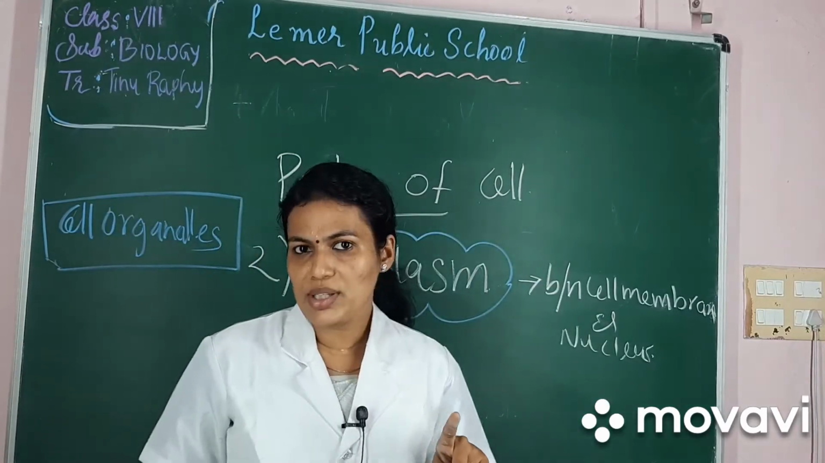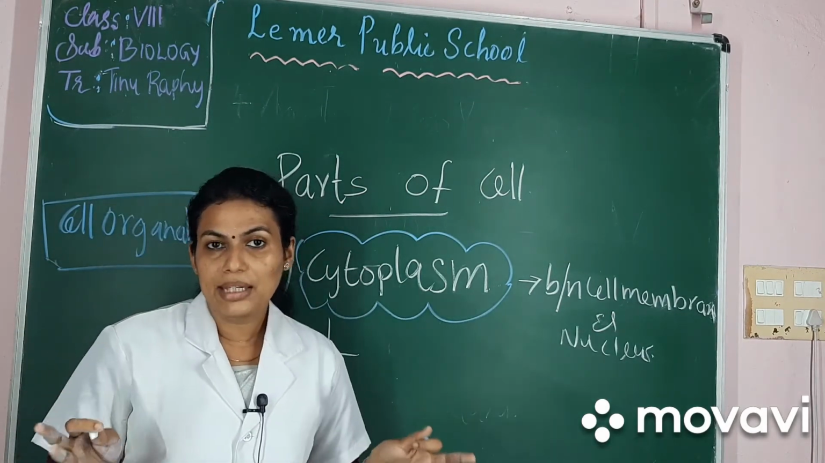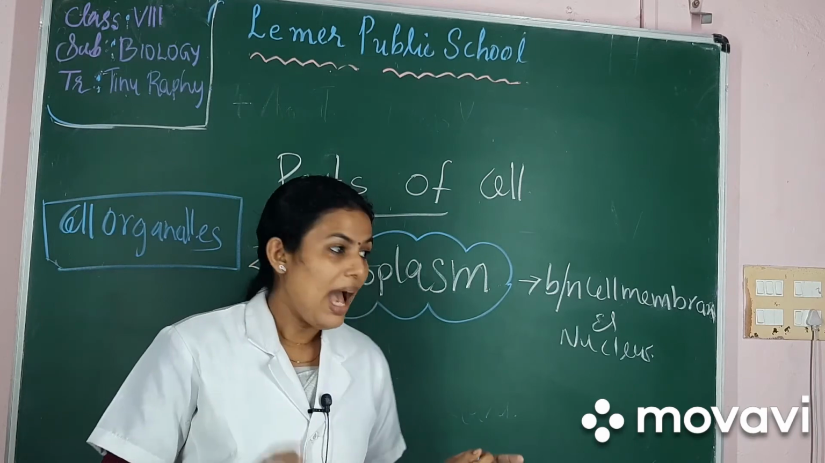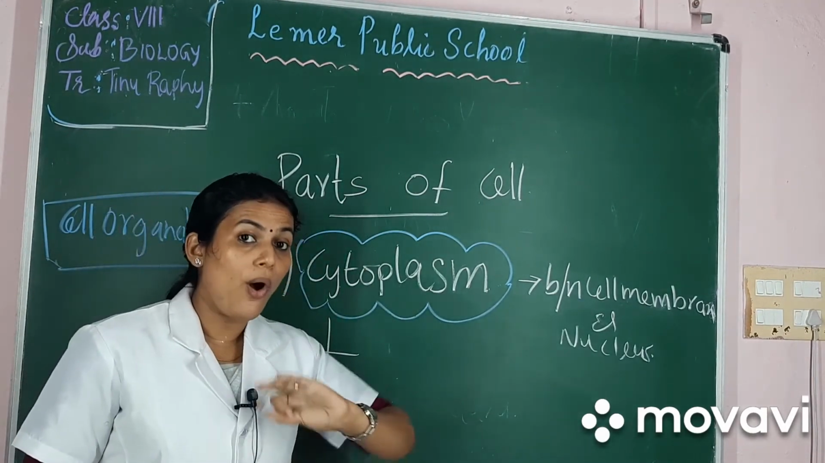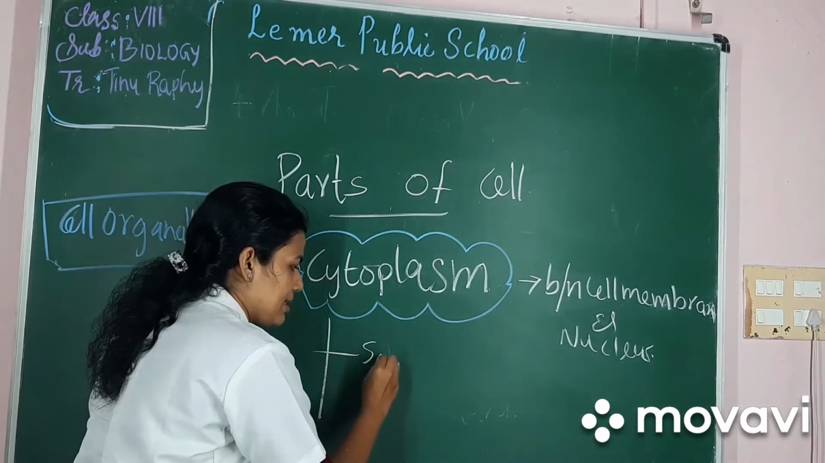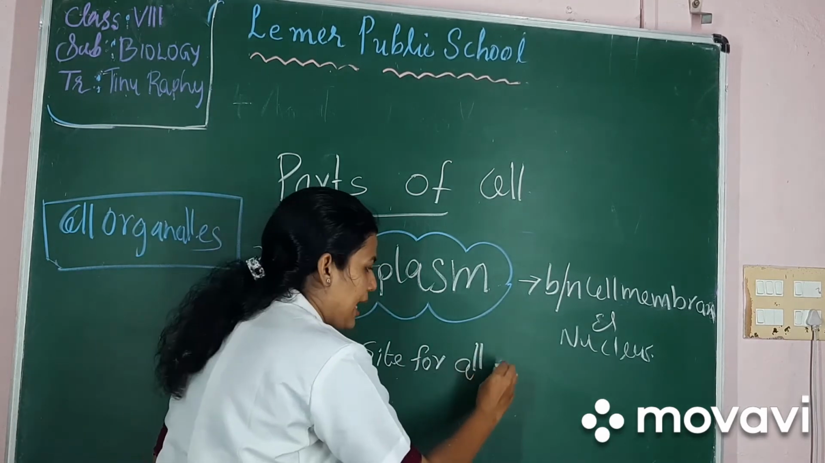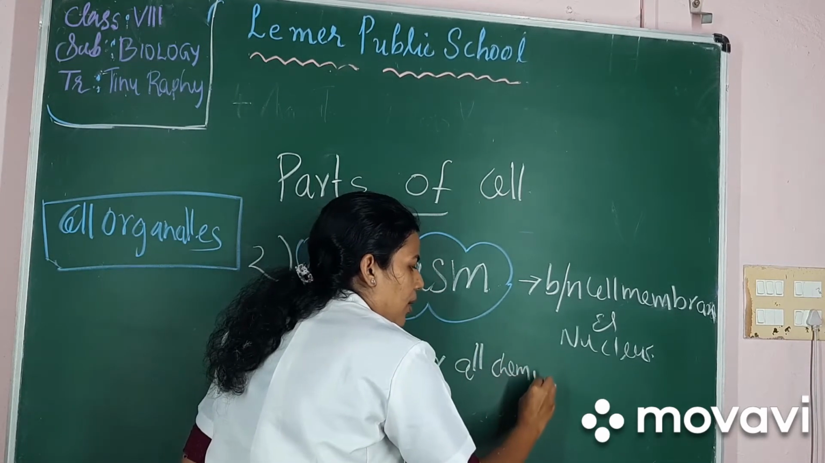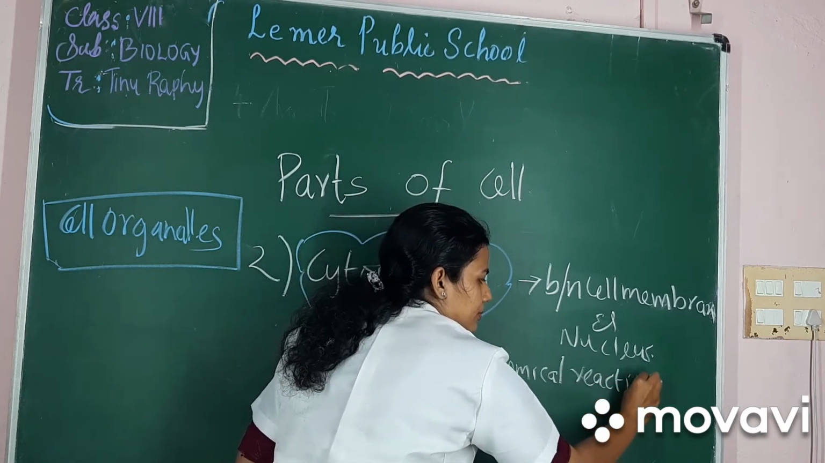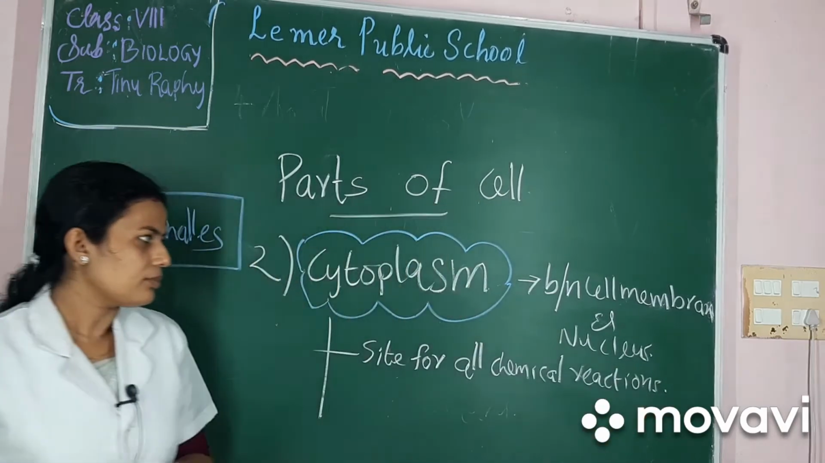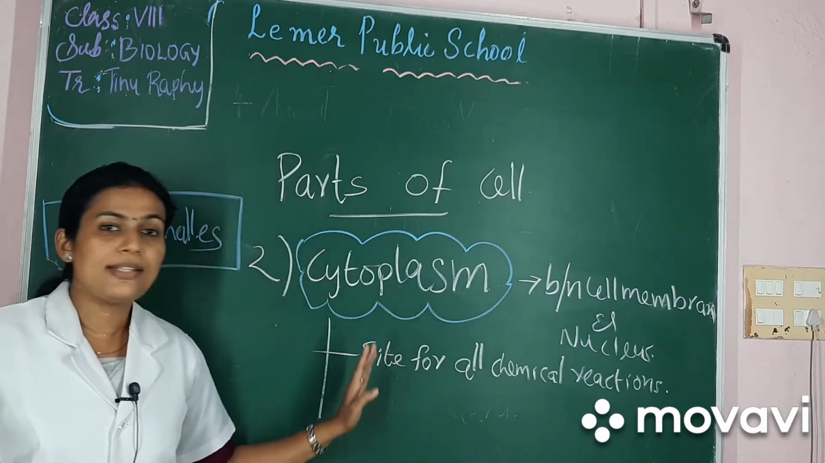Now what is the function of the cytoplasm? Yes, cytoplasm function is all the chemical reactions happening in the cell happen in this cytoplasm. So the first function is it is a site for all chemical reactions. So cytoplasm is the site for all chemical reactions. That is its first function.